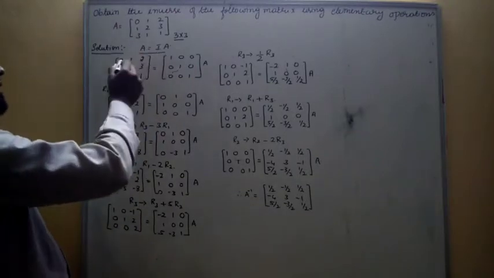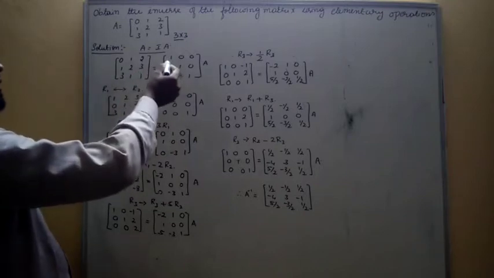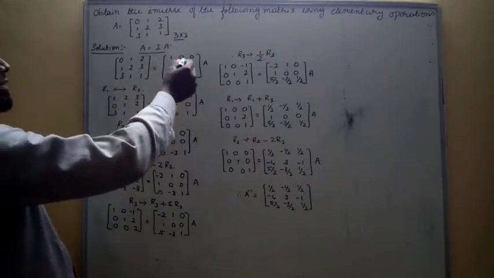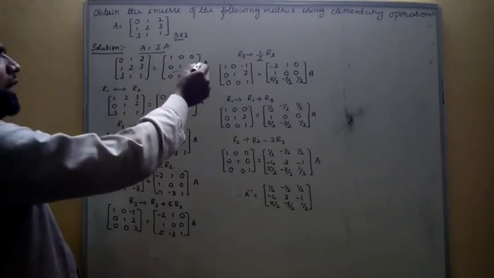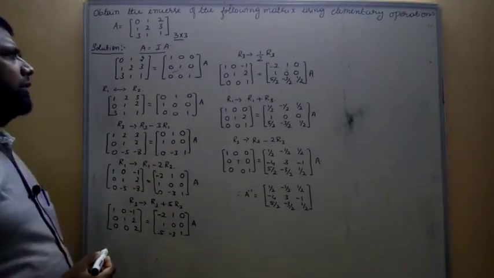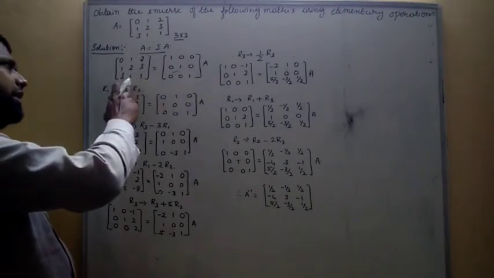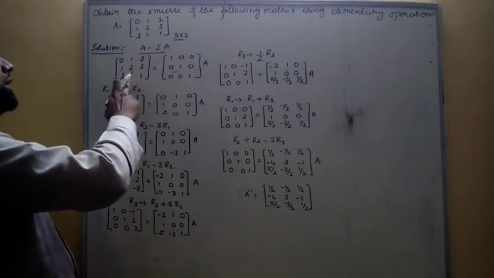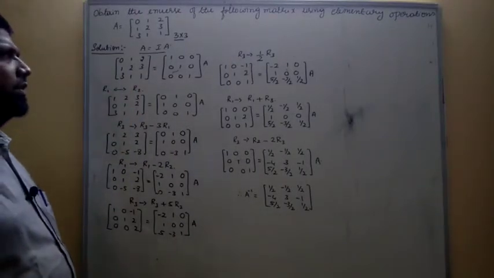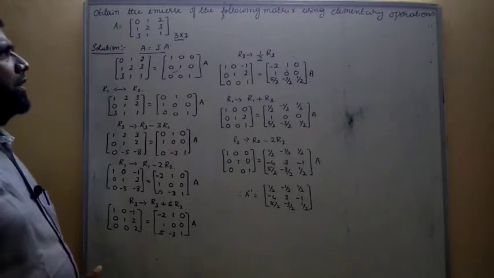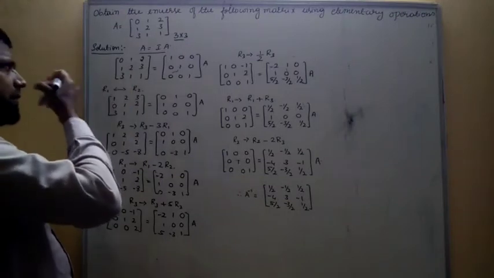Let us write the A: 0, 1, 2, 1, 2, 3, 3, 1, 1 is equal to I, the identity matrix of order 3 cross 3, 1, 0, 0, 0, 1, 0, 0, 0, 1, into A. So we have to follow the same procedure. We have to make the A matrix an identity matrix. To make the identity matrix, you have to follow the three properties of the elementary operations.